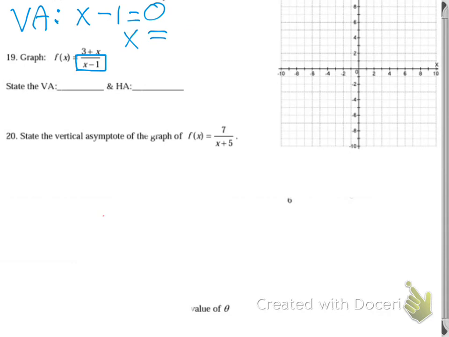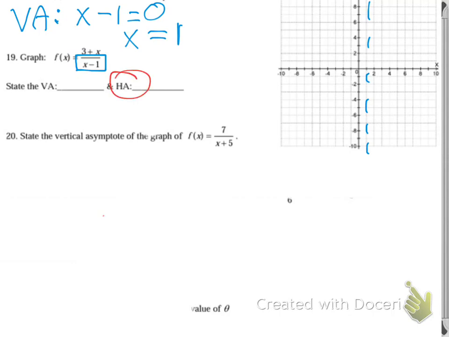I'm a little tired. X equals positive 1. So if x is 1, that's when I'd get 0 on the bottom where it's undefined. So we know my graph is not going to have a point at x equals 1. Okay. We also have to look at the horizontal asymptotes.